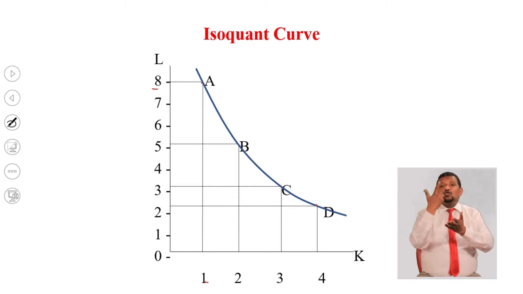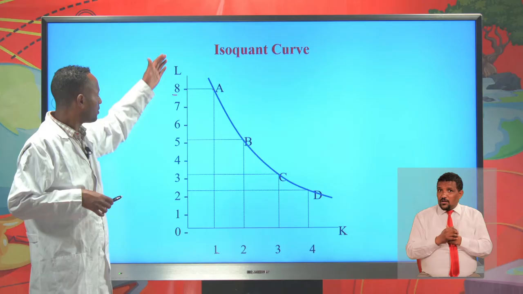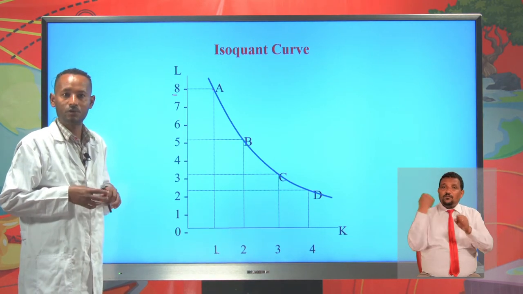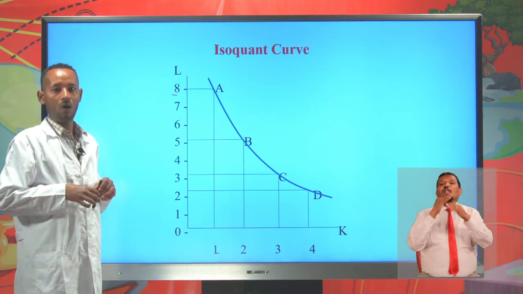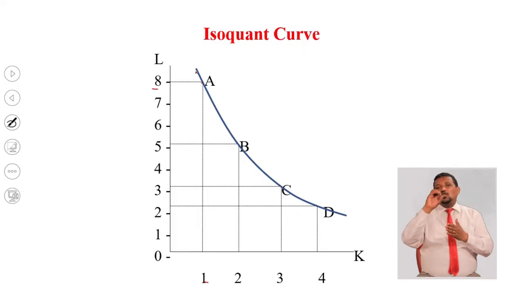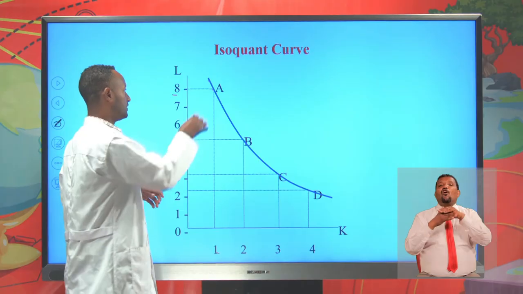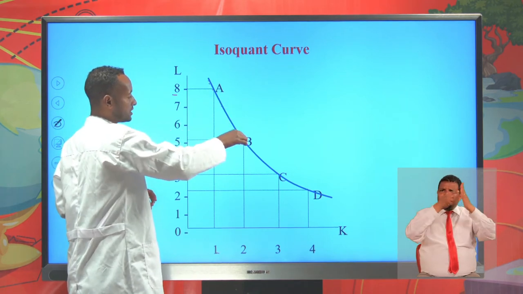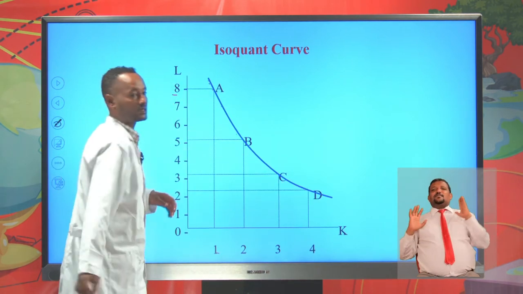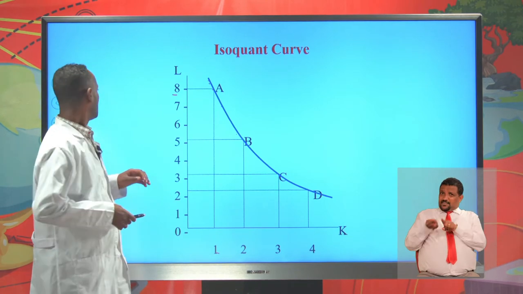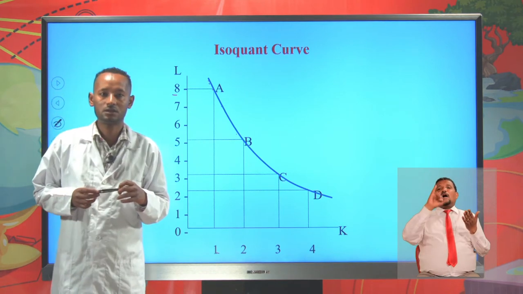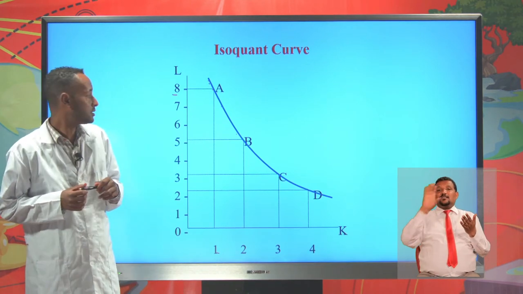So this isoquant curve shows the various combinations of the two variable inputs, labor and capital, that give the producer an equal level of output. Any point on the isoquant represents an equal level of output. If the output is 60 quintal at this point, it is 60 at this point, and again, it is 60 at this point. Now from this, let's see some of the properties or characteristics of isoquants.